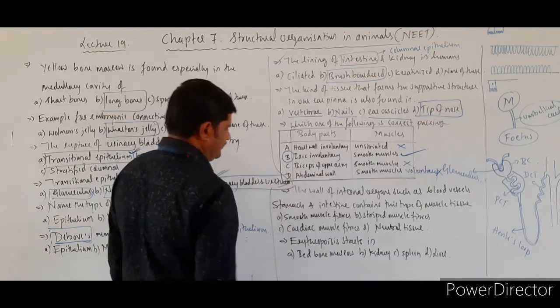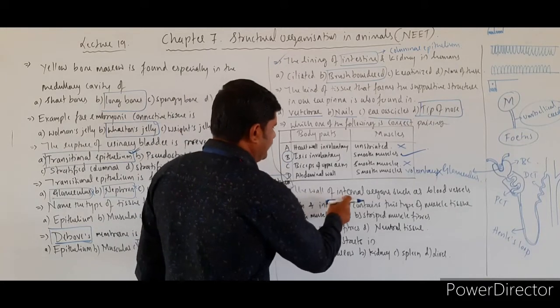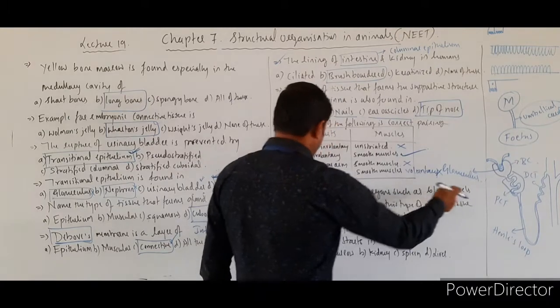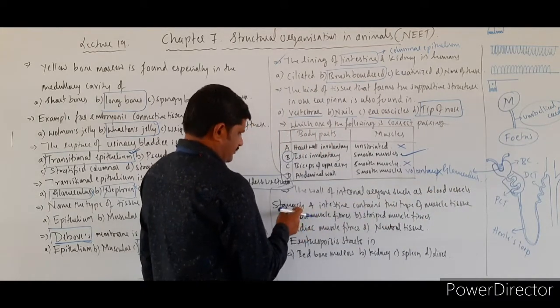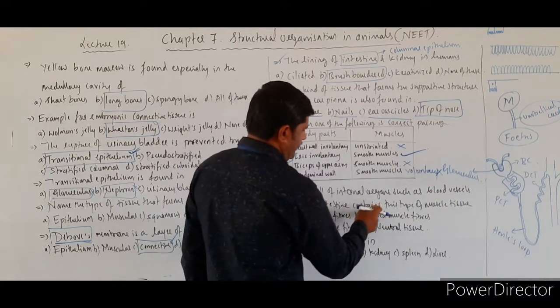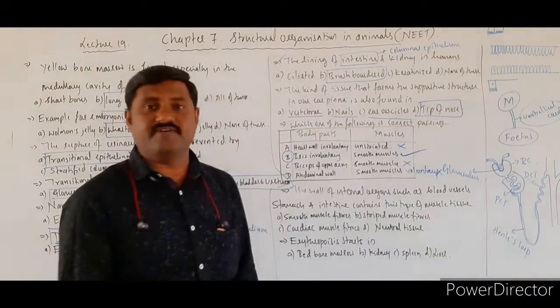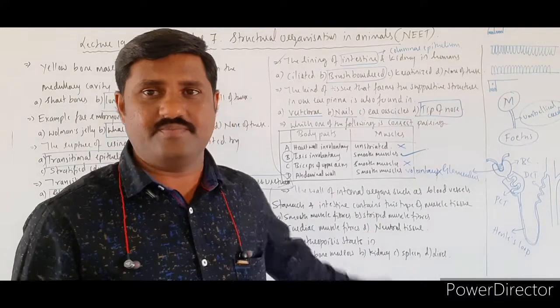Next question is, the wall of the internal organs such as blood vessels, stomach, intestine contains this type of muscle tissue. What type of muscles are all these structures made up of?